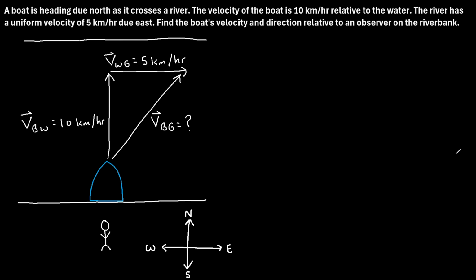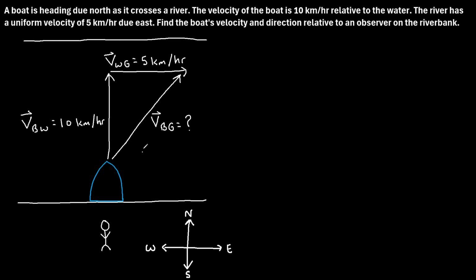In this video, I will explain how to solve a typical relative velocity problem in physics that involves a boat crossing a river. So let's jump right into this example. This says, a boat is heading due north as it crosses a river. The velocity of the boat is 10 kilometers per hour relative to the water. The river has a uniform velocity of 5 kilometers per hour due east. Find the boat's velocity and direction relative to an observer on the riverbank.